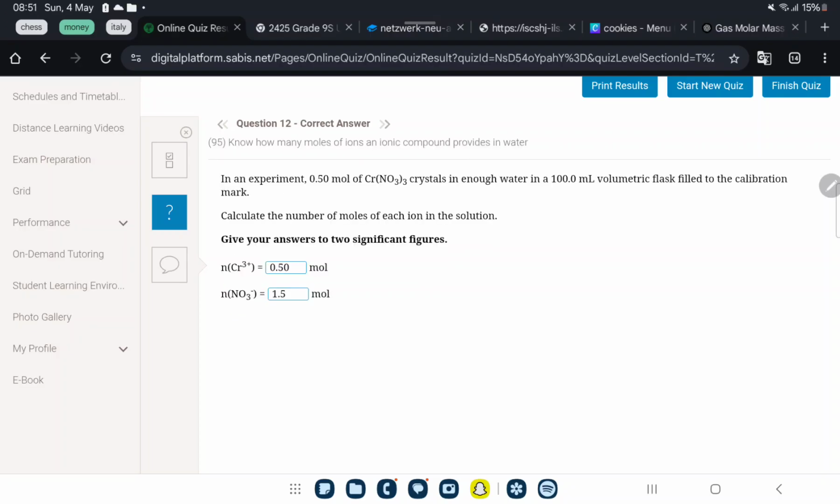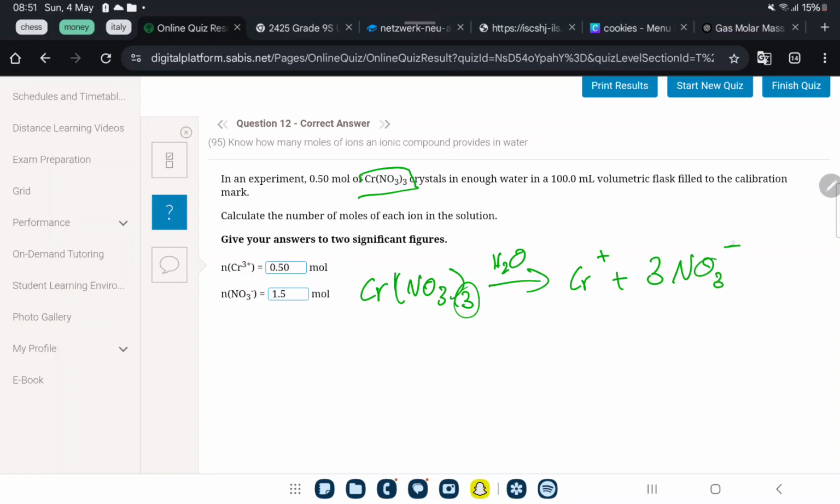7.50. They're asking about moles of ions, so you write the dissociation reaction. So Cr(NO3)3 in H2O gives Cr3+ and 3 NO3 minus.